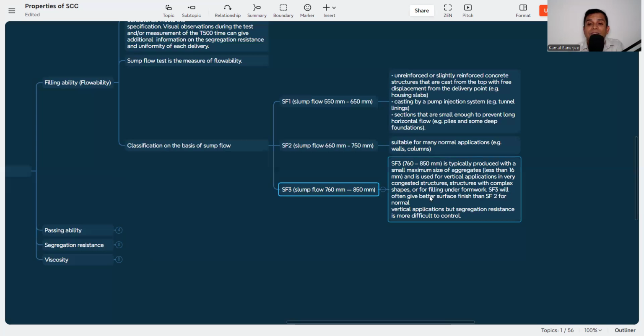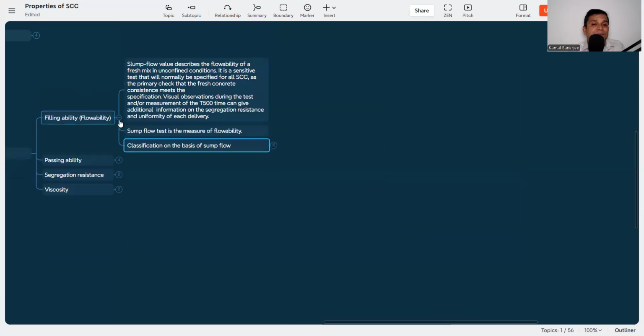Filling under formwork, SF3 will often give better surface finish than SF2 or normal vertical application, but segregation resistance is more difficult to control. So there is a drawback also, that will come later. What is segregation resistance? So first, according to the flowability or the filling ability, there are three types of concrete, that is SF1, SF2, and SF3, and these are the areas of application of the different types.